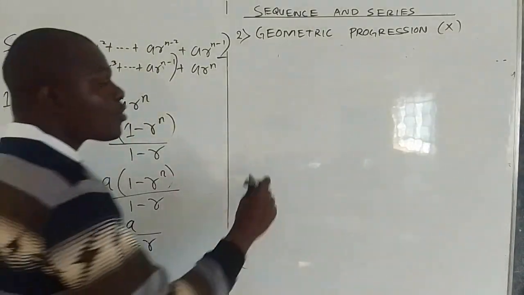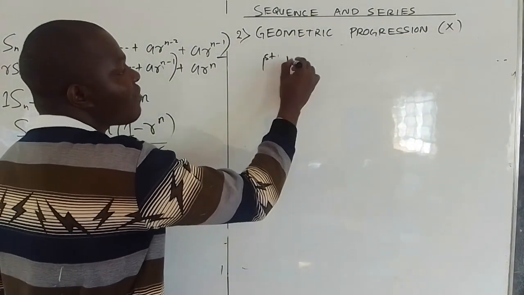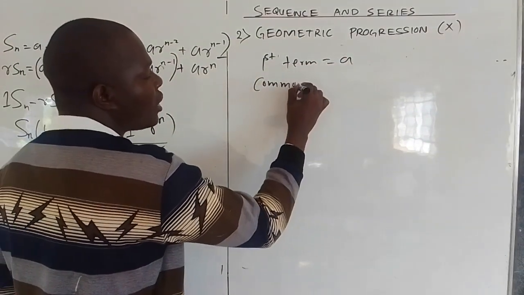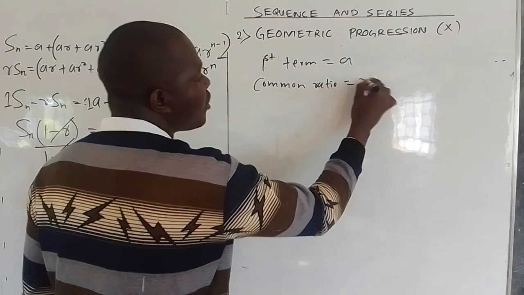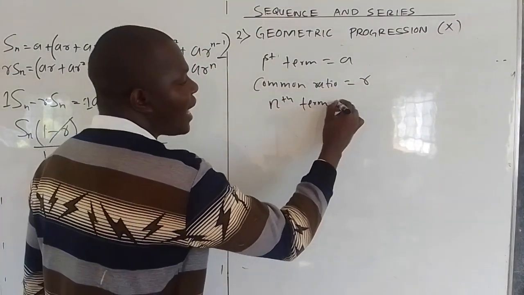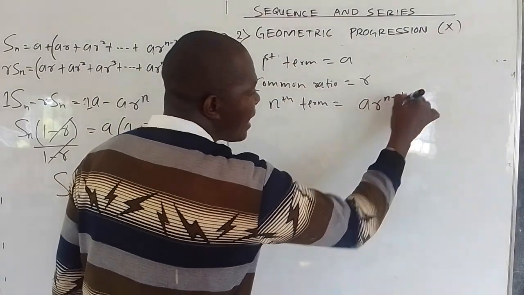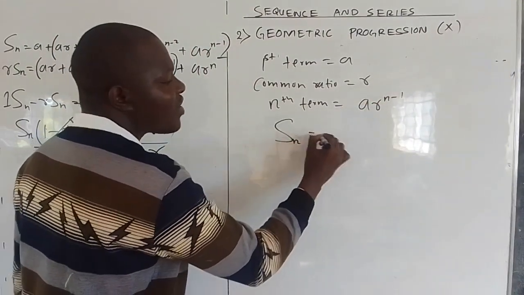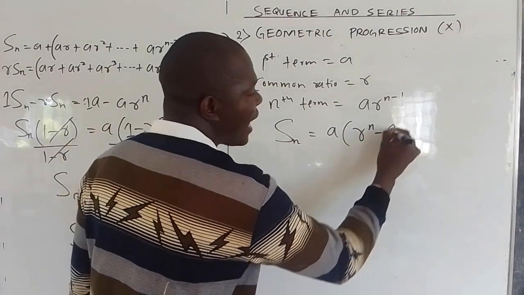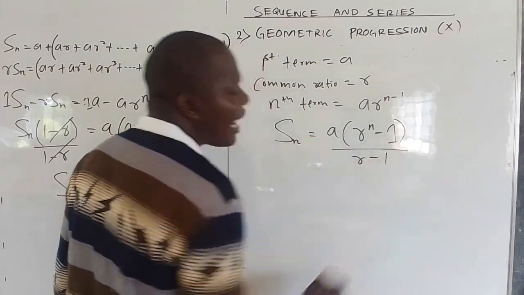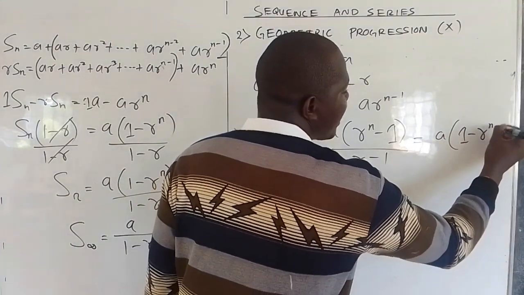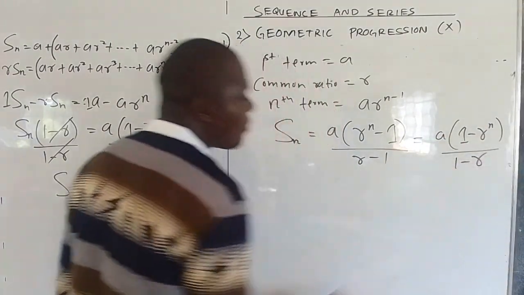So from geometric progression, you see that the first term is a. The common ratio is denoted by r. You've seen the nth term is given by a r to the n minus 1. Then you've seen the sum of n terms is given by a into r raised to power n minus 1 over r minus 1. Or you can as well say it is a into 1 minus r raised to power n over 1 minus r.